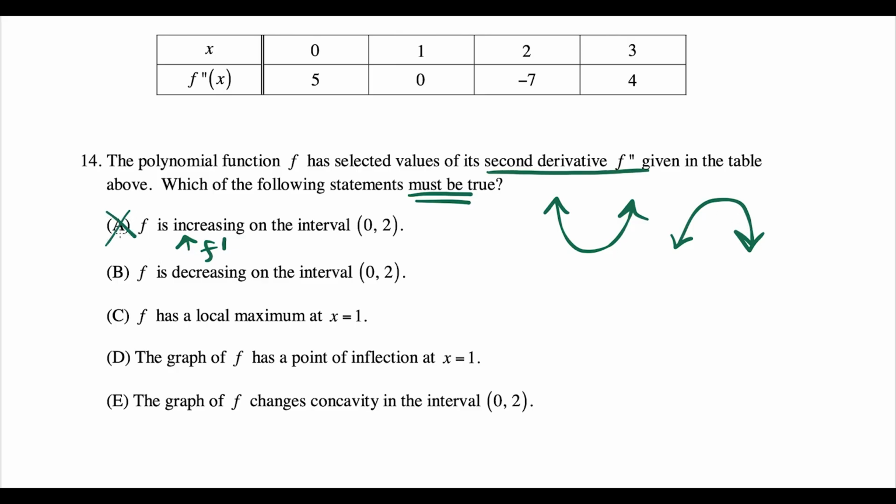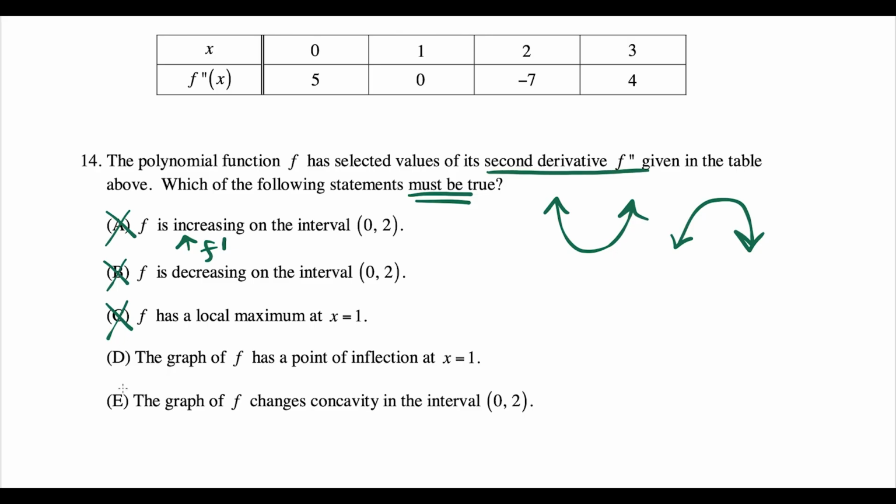So A is out because that relates to the first derivative. And by the same logic, B is out because the second derivative doesn't tell you if your curve is going up or down. But now, choice C is another one where you have to really make sure you know your theorems. Local maximum at x equals 1. I know we have a 0 here, but it's the 0 of the second derivative. So zeros of the second derivative tell you something about points of inflection, not local extrema. So this one is out. So now we're between choices D and E.